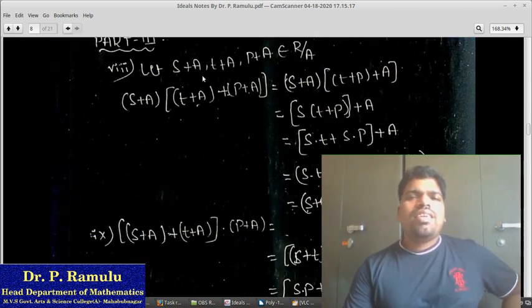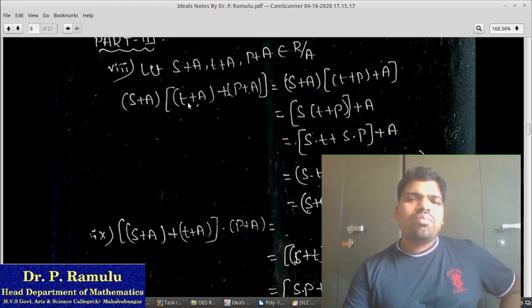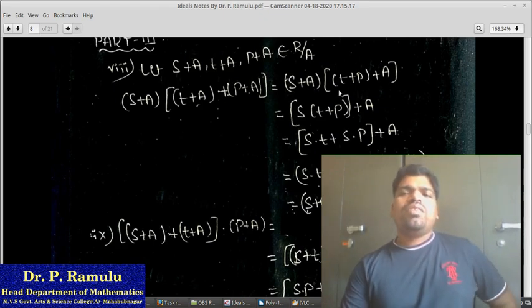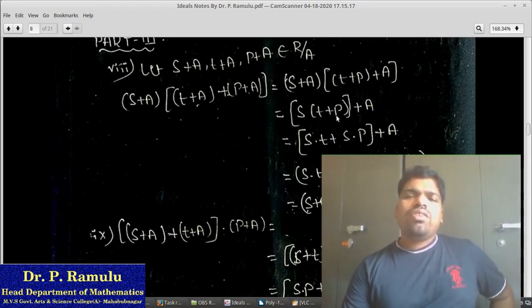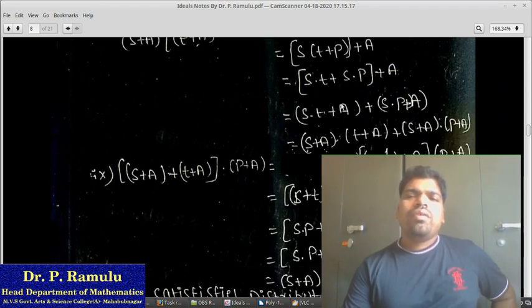Part 3: let s, t, p belong to R by A. I want to verify the distributive law. Similarly, just now we verified s plus A, t plus A, p plus A. Here we multiply s plus A with the sum t plus p. So if I multiply, s into t plus p is written as s into t plus s into p.